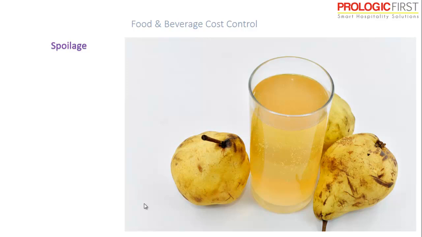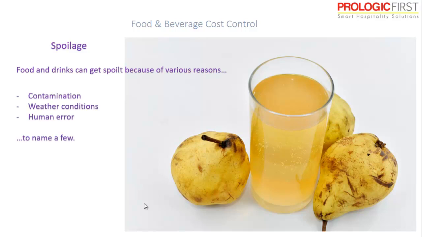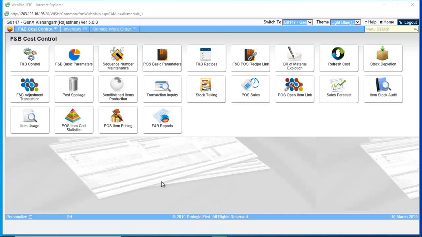Spoilage of food and beverages is inherent. Some of the reasons for spoilage are contamination, weather conditions, and human error, and spoilage affects food and beverage costing. In the F&B module, spoilage can be recorded using the option of post spoilage.